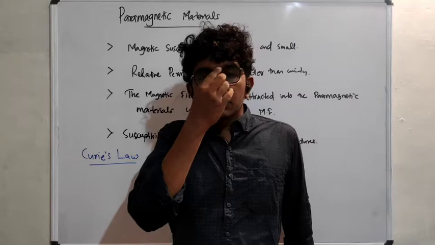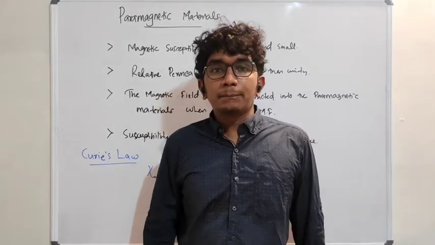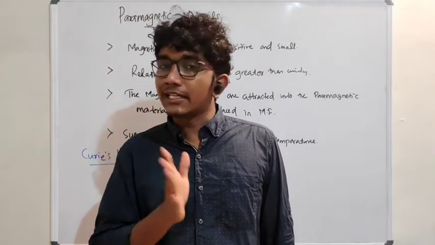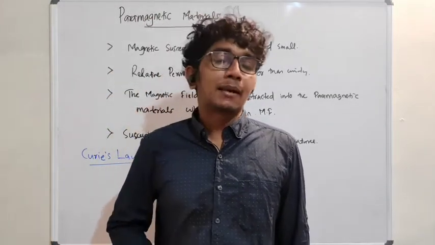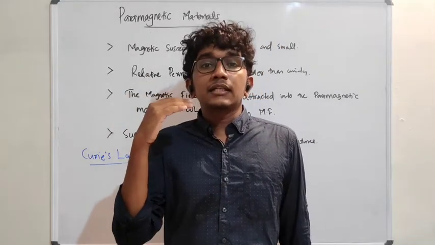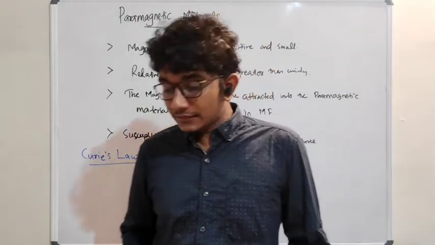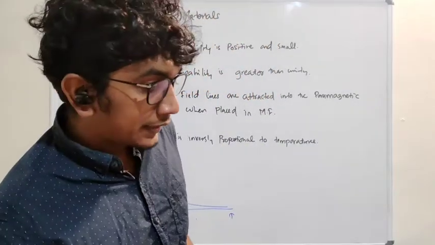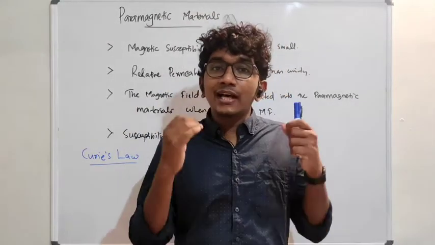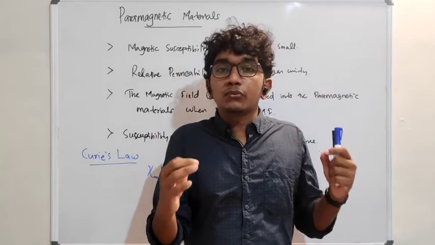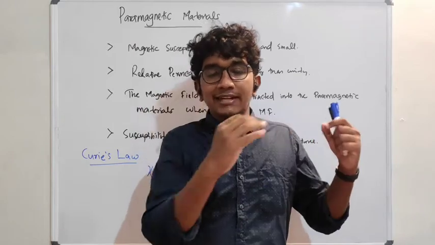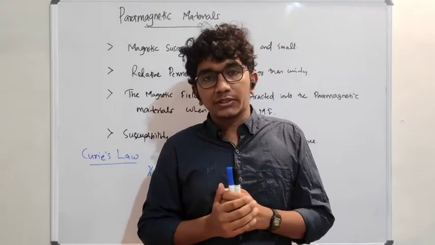Hi everyone. So now we are going to talk about paramagnetic materials, the second time. You might have heard the word paramagnetism before, and let's talk about paramagnetism and paramagnetic materials. As we know, in some magnetic materials there will be magnetic moments which are actually the vector sum of orbital and spin magnetic moments.